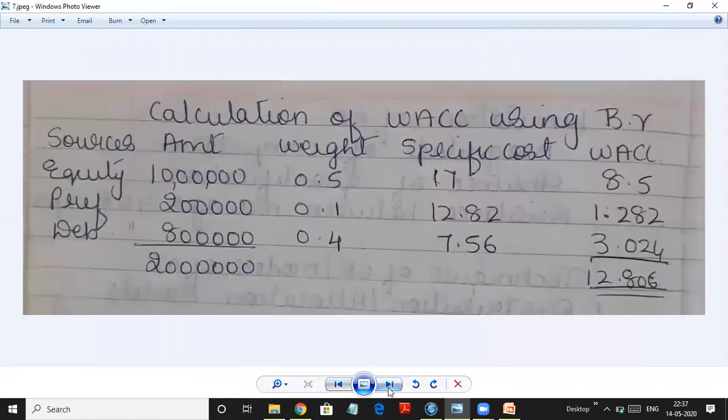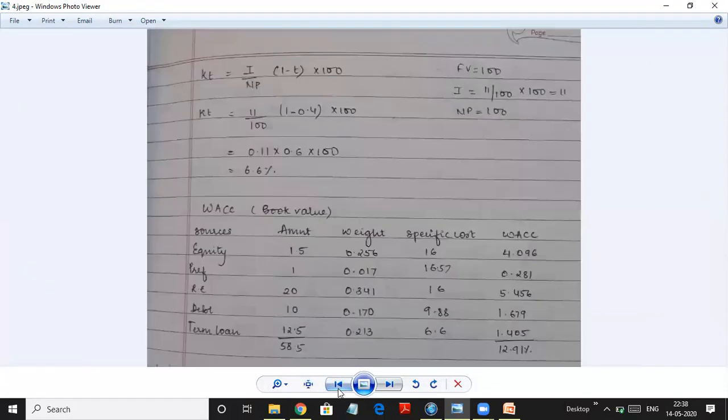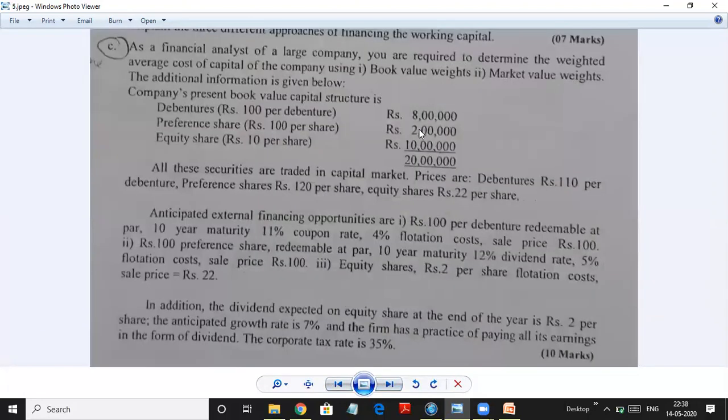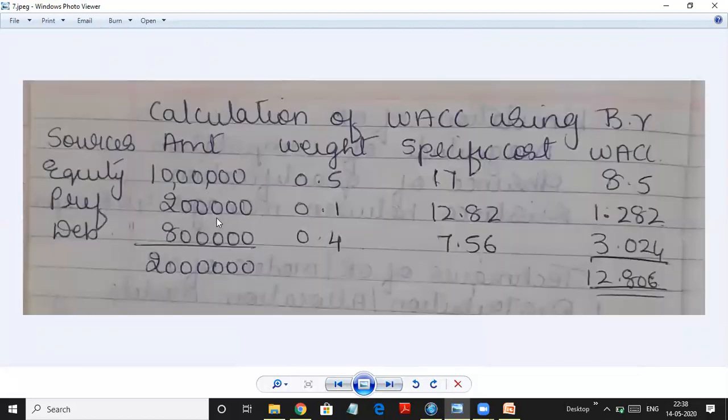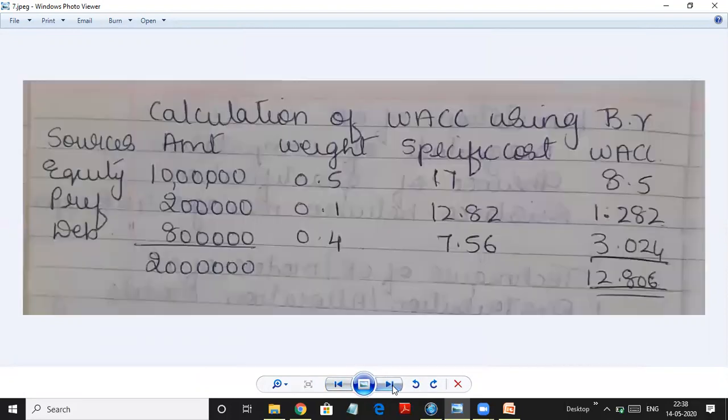First we'll find the weighted average using book value weights. So source: equity, preference, debt. Book values are given here in the question. Equity 10 lakh, preference 2 lakh, debt 8 lakh, total is 20 lakh. We'll find the weightages. So 10 lakh divided by 20 lakh is 0.5, 0.1, and 8 lakh divided by 20 lakh is 0.4. Specific cost of equity you found 17%, preference 12.82 and debt 7.56.